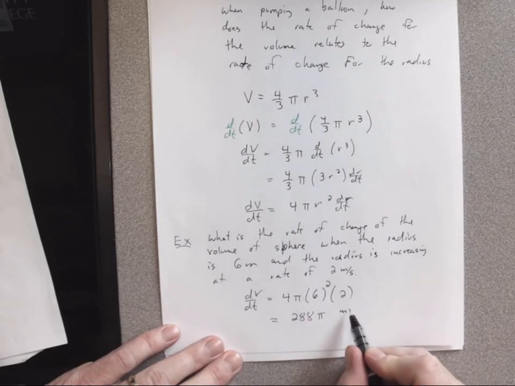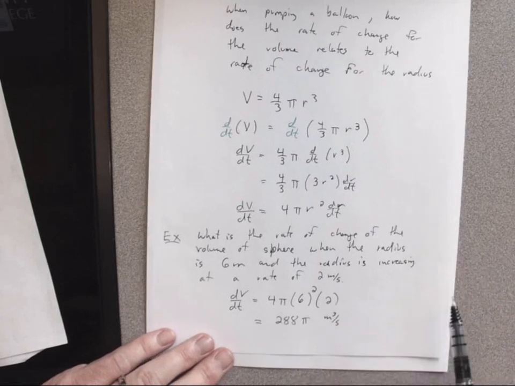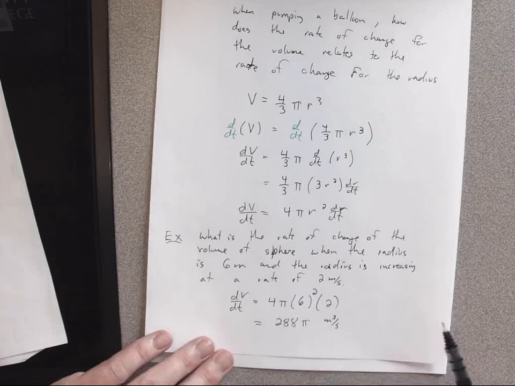Now, the units are meters cubed per second, because this is 2 meters per second, and this is 6 meters, so 6 meters squared. So this will be meters squared, and this is going to be meters per second.